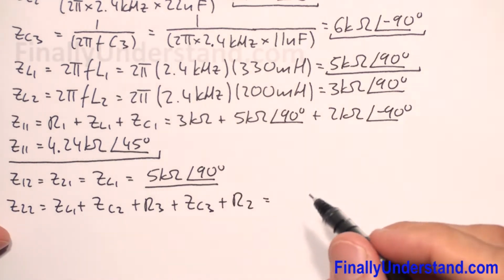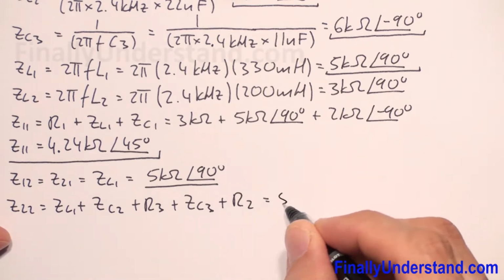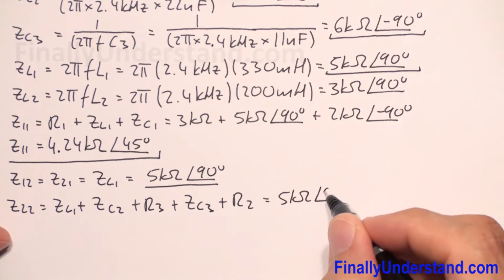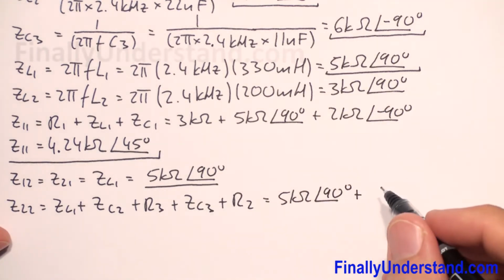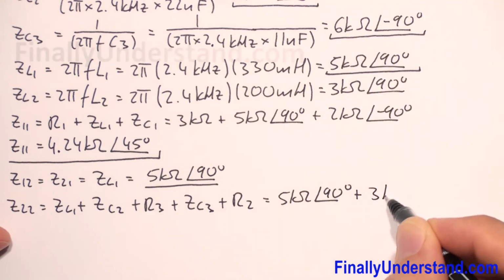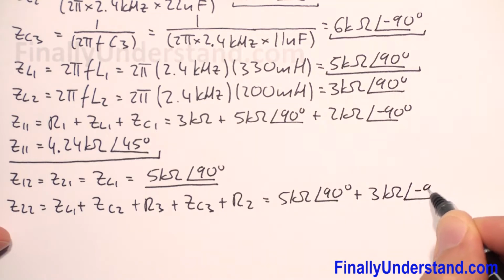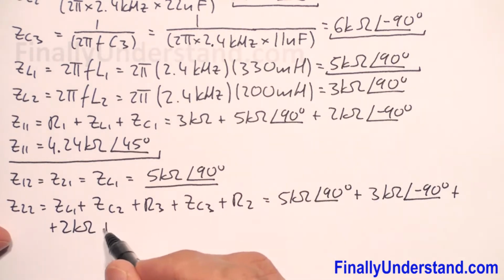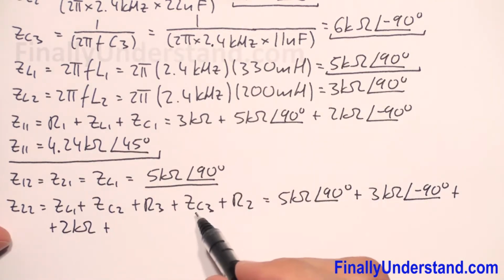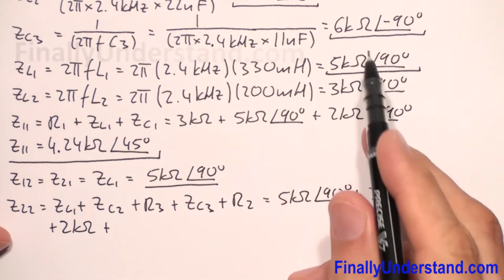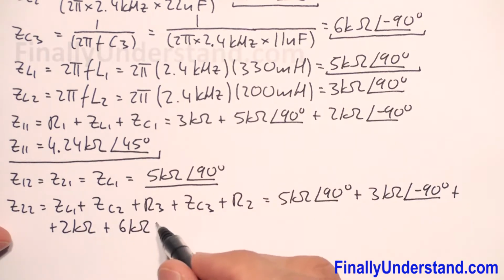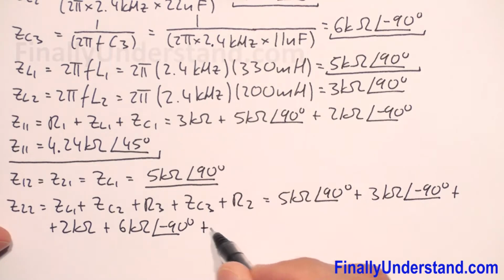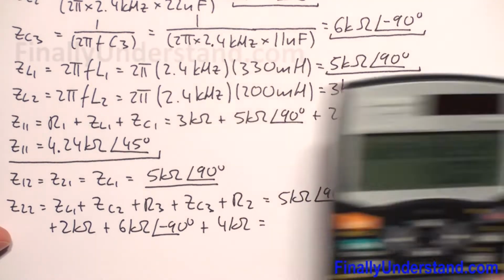Okay, so I have ZL1 is equal to 5 kilo ohms and angle of 90 degrees, plus ZC2. ZC2 is equal to 3 kilo ohms and angle of negative 90 degrees, plus R3, which is equal to 2 kilo ohms, plus we have to find ZC3, and ZC3 is 6 kilo ohms and angle of negative 90 degrees, plus R2, which is equal to 4 kilo ohms. Okay, now we're supposed to add them up.